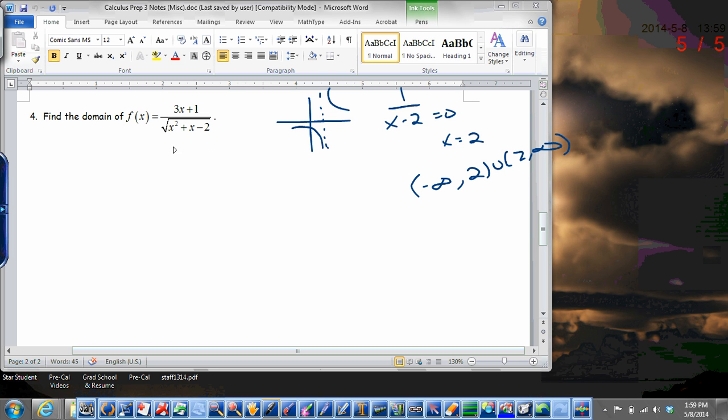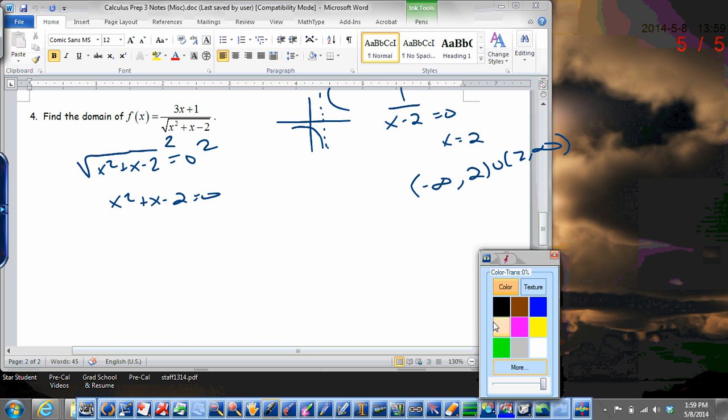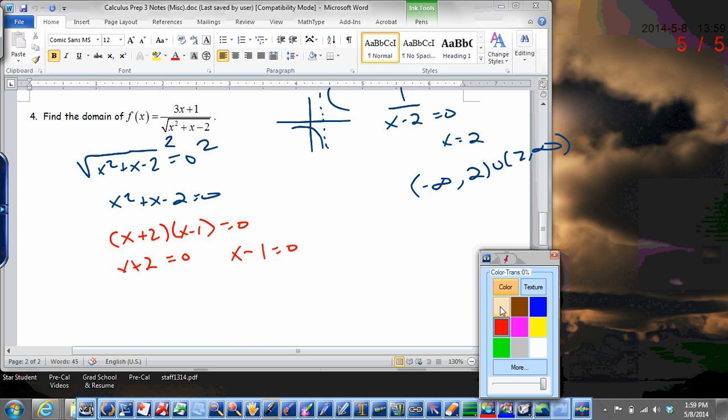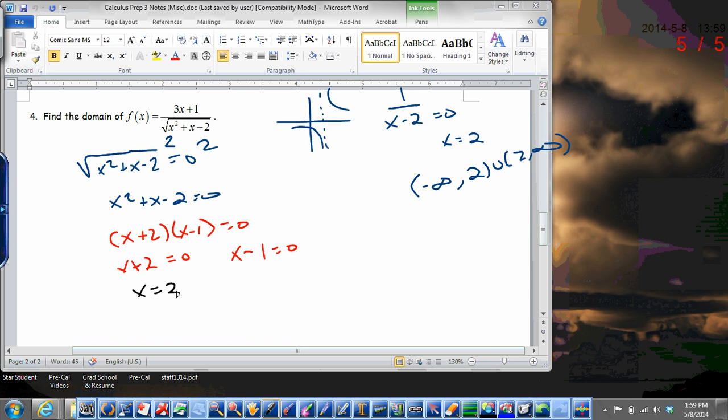So the same idea, the same principle is going to hold true here. If I set the bottom equal to 0, that's really the only thing I'm worried about. So I square both sides, I get x squared plus x minus 2 equals 0. Then I want to factor that, so that's going to be (x plus 2)(x minus 1) equals 0. Set each part now equal to 0, and we're going to have two magic numbers. They're going to be negative 2 and positive 1.